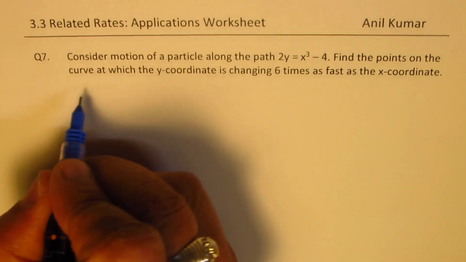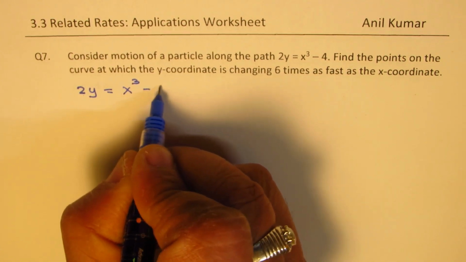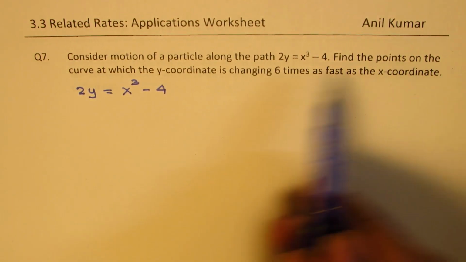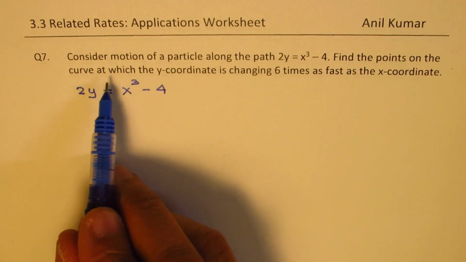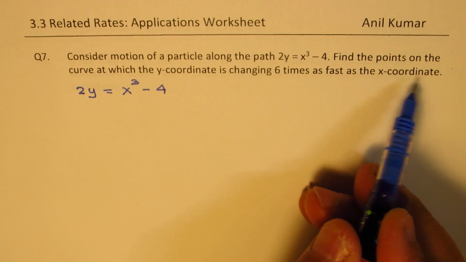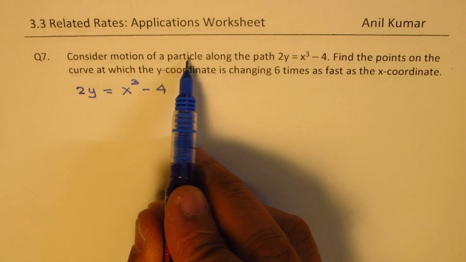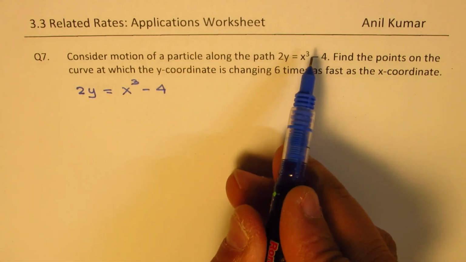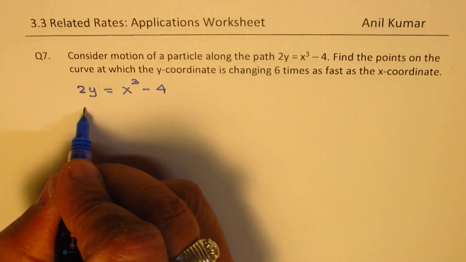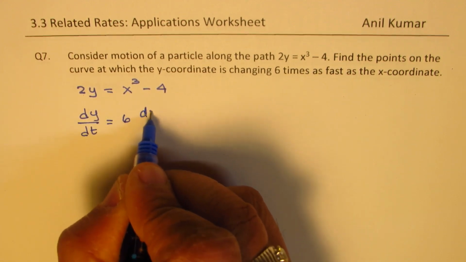So let's try to understand. We are given this function, which is 2y equals x cubed minus 4. Now we're saying, find the points on the curve, there could be more than one, at which the y coordinate is changing 6 times as fast as the x coordinate. When we talk about changing, we mean changing with respect to time, because the particle is moving with respect to time, right? So y coordinate is changing 6 times as fast means we are given that dy/dt is equal to 6 times dx/dt.